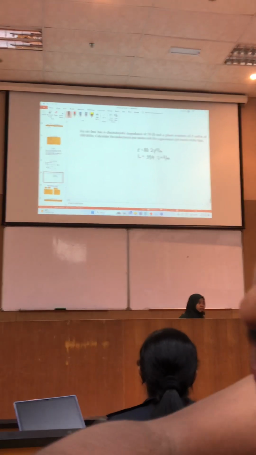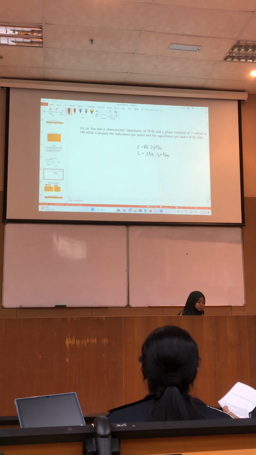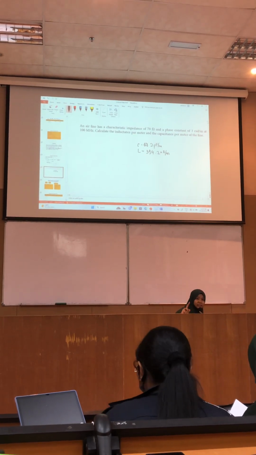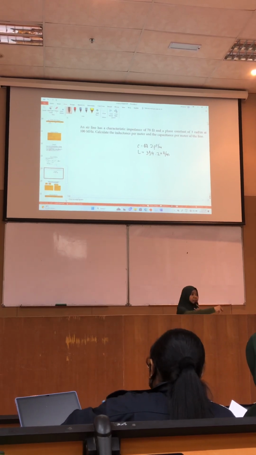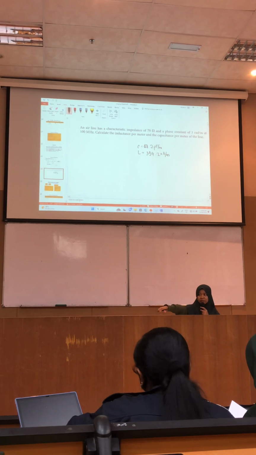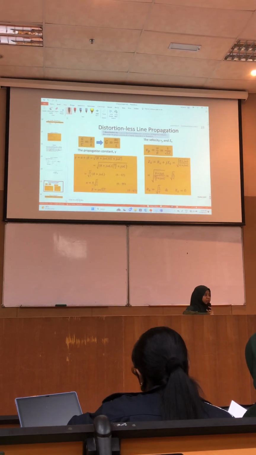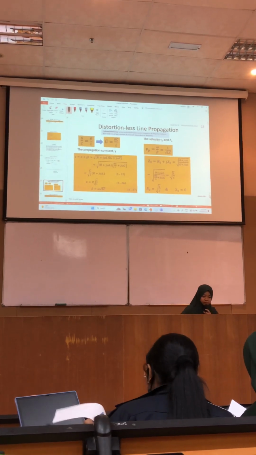Dapat? Okay, good. So, please take the answer for the exercise number 3. Ini was supposed to be examples lah. But it's the same like the first example. Sama je. Okay? Abdul Aziz, do you get the answer? Okay, good. Okay, next. The second one of types of transmission is distortionless line propagations.